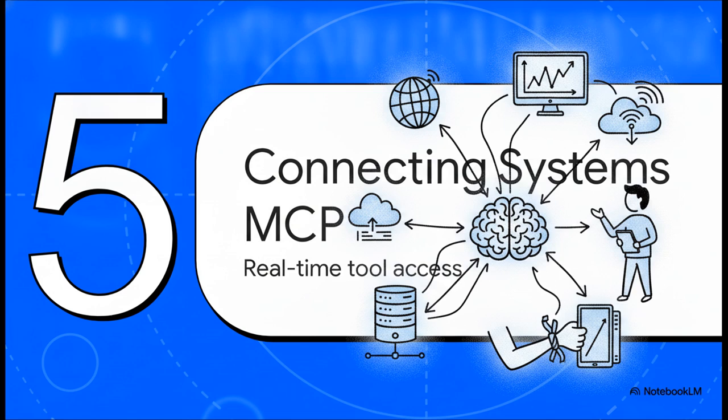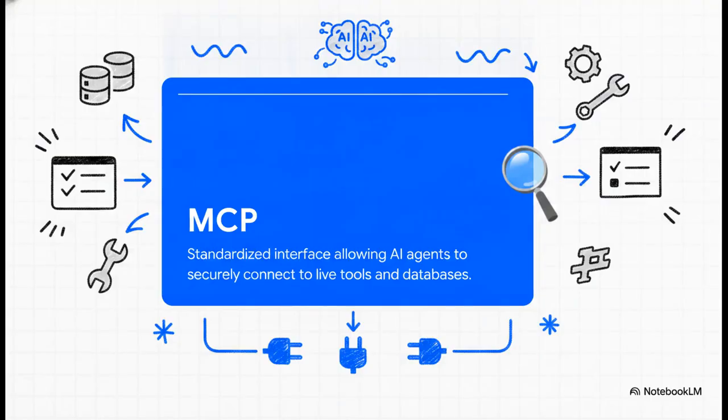Next up, Section 5, Connecting Systems via MCP, getting that real-time data and tool access. Look, an AI that can't see your live environment is basically fighting with one arm tied behind its back. And that is exactly where the Model Context Protocol, or MCP, comes into play. MCP is this standardized gateway that allows Codex CLI to plug directly into your live databases and ticketing systems. And the best part? You don't have to build any custom API wrappers.